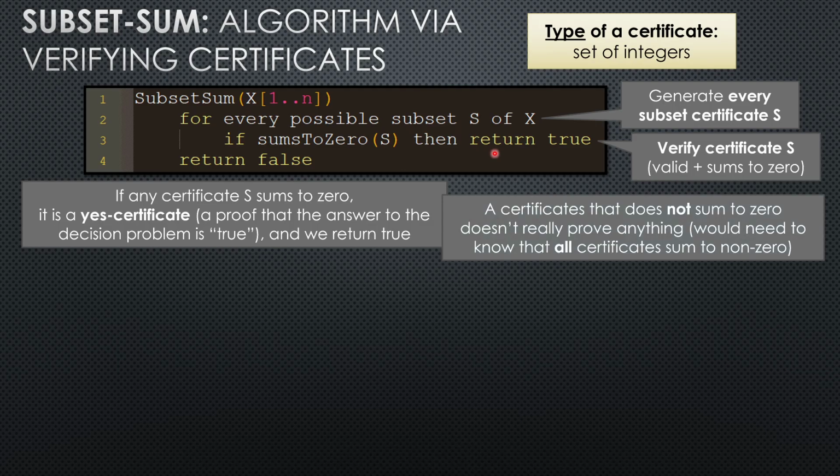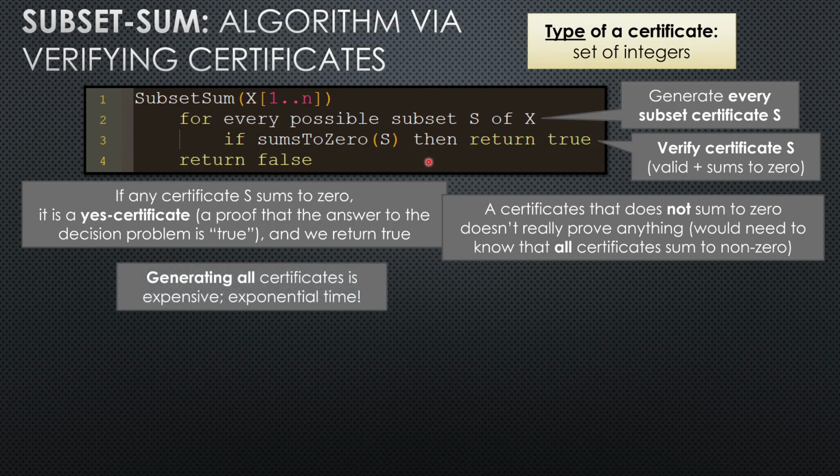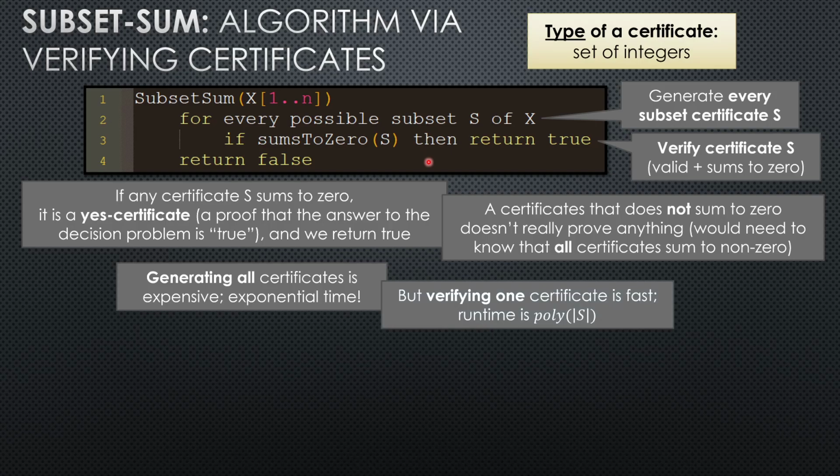And a certificate that doesn't sum to 0, it doesn't really prove anything, right? If one of these subsets doesn't sum to 0, that doesn't mean no subset sums to 0. In order to know that no subset sums to 0, we have to see every certificate, right? We have to see that all the certificates sum to a non-zero value. So we don't really learn anything if a certificate doesn't sum to 0. Now this takes exponential time, right? Generating all the certificates is expensive. But verifying a certificate here is actually fast. So the runtime is polynomial in the size of the certificate.